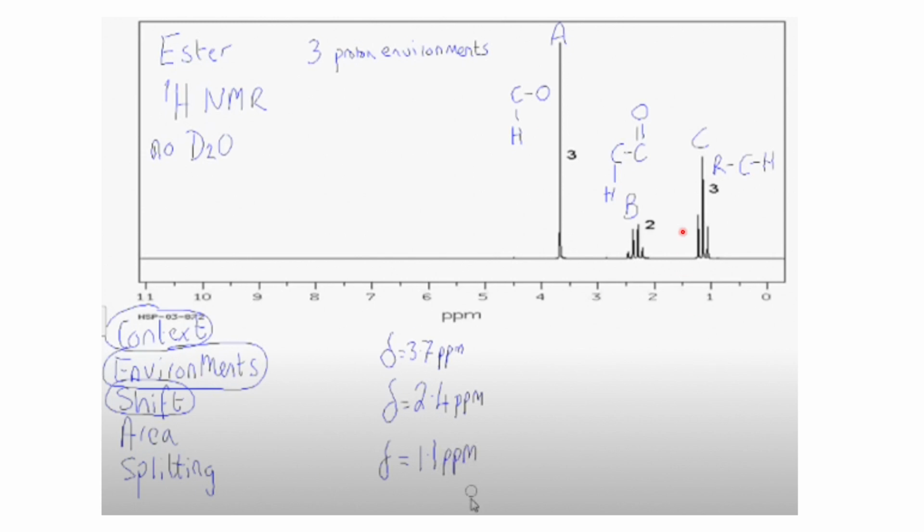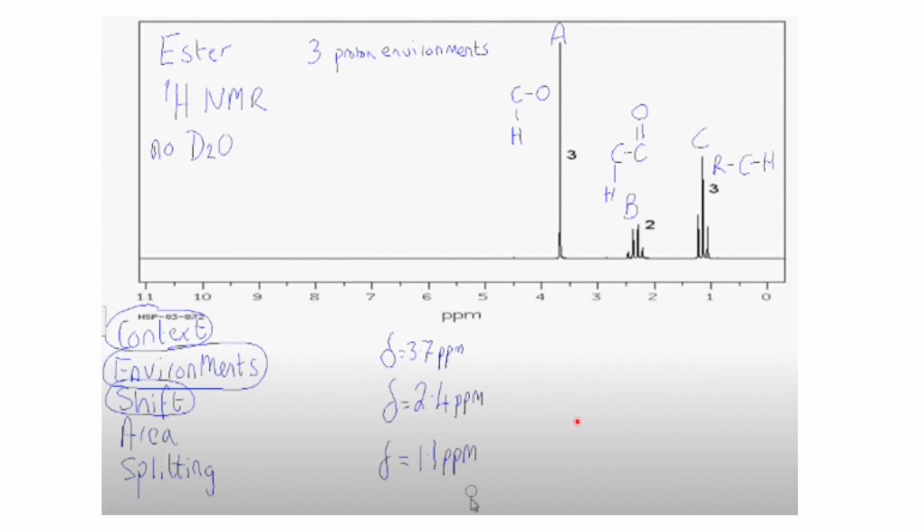Now we need to have a look at the chemical shift for each of these environments. Peak A has a chemical shift of 3.7. If you look at the x-axis, it has 3.7 ppm. And if you look at the NMR data sheet, you'll see that an environment with 3.7 ppm is a hydrogen on a carbon connected to an oxygen atom. Then peak B is at 2.4 ppm. That is a hydrogen on a carbon connected to a carbonyl group, that is C double bond O. And finally peak C is a hydrogen connected to a carbon that's part of an alkyl group.